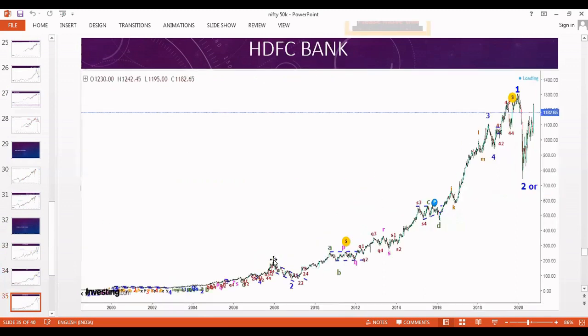HDFC Bank, we know the major correction of 1 and 2 means the major waves 1 and 2 are already completed. We already have 5 waves in major 1. Now the major third wave is going on.